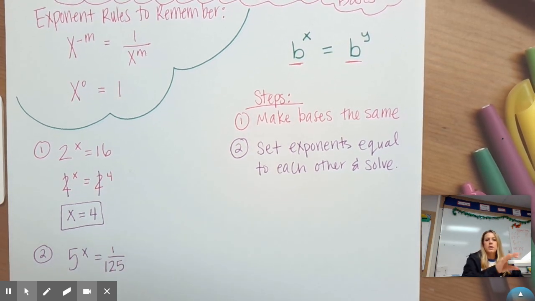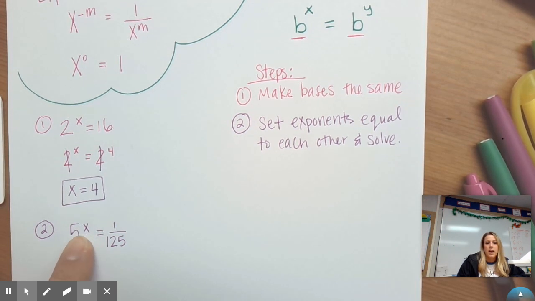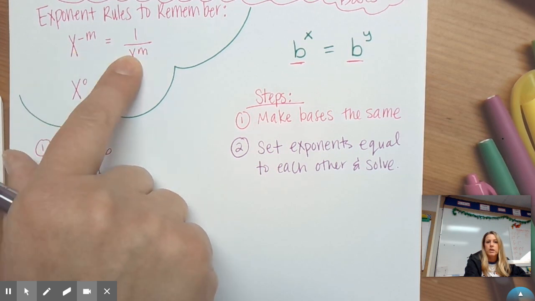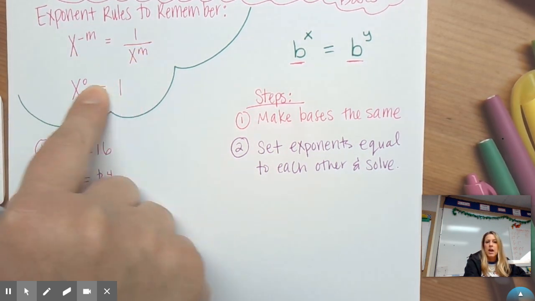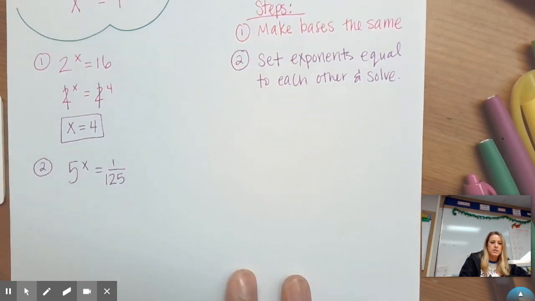All right, so now this is going back and looking at, so it says 5 to the x power equals 1 over 125, okay? So the first thing I see is a fraction, and whenever I see a fraction, I refer to this exponent rule. Okay, if it was a fraction, then that means my exponent was negative.